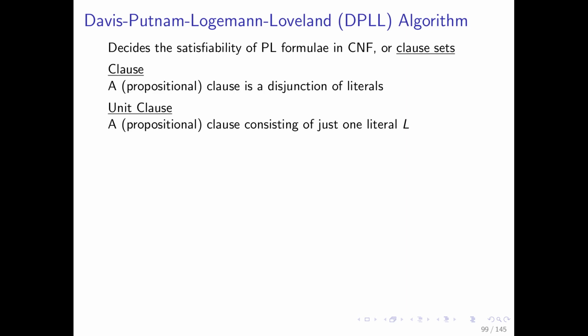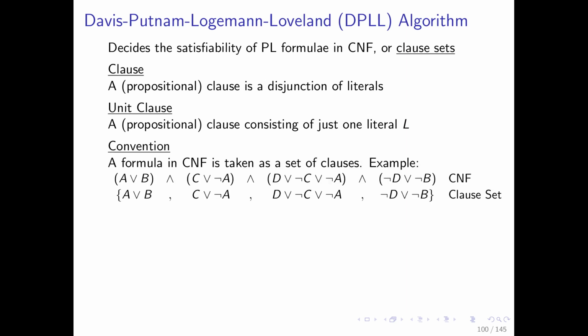So what is a clause? We already know. A clause is a disjunction of literals, and a literal is either an atom or a negated atom. We're going to say that a clause is a unit clause if it consists of exactly just one literal, right? So it's either an atom P or a negated atom, not P. That's a unit clause. Okay.